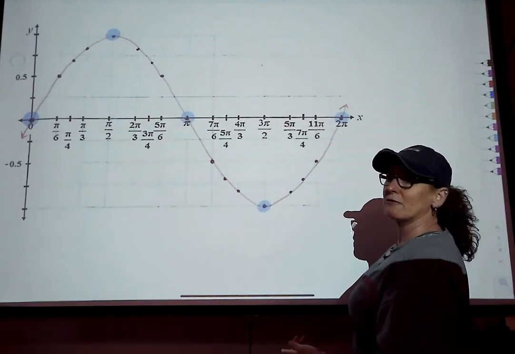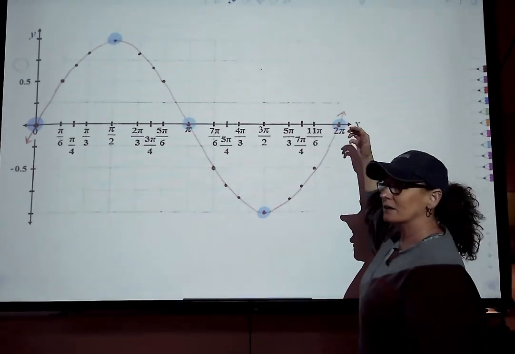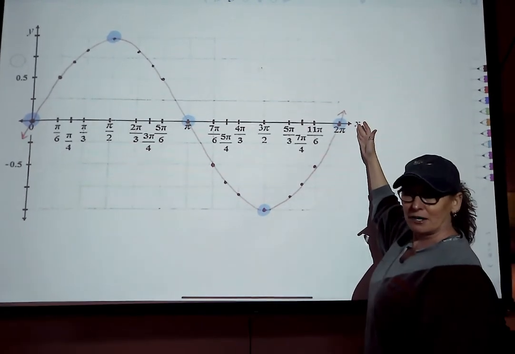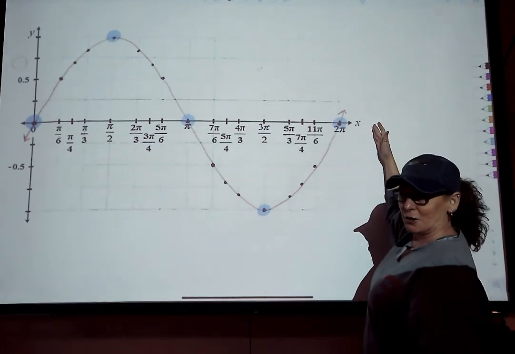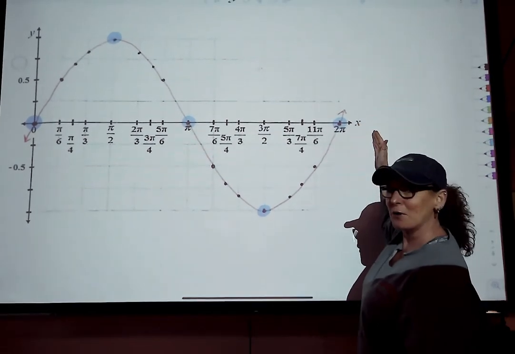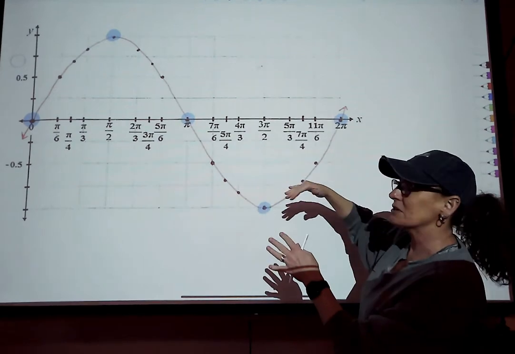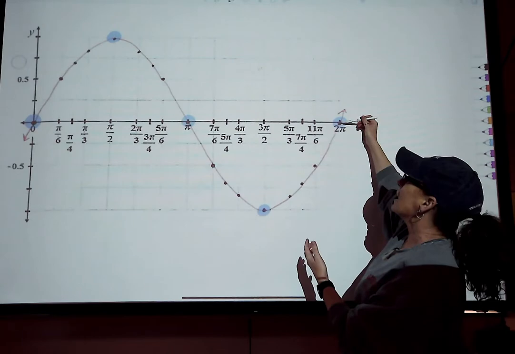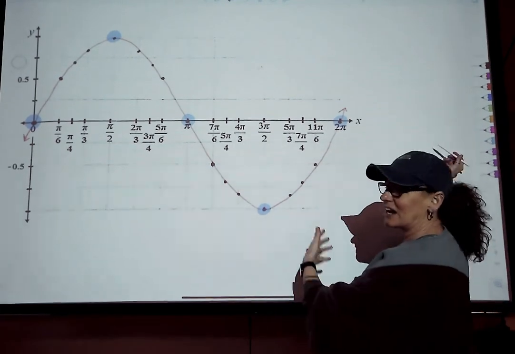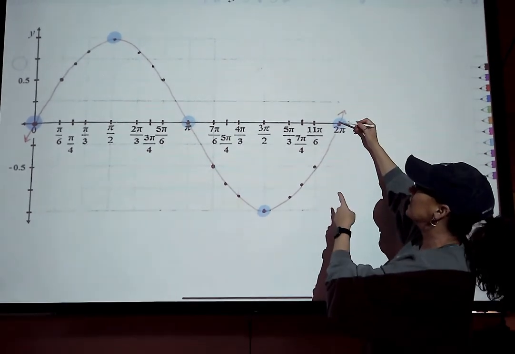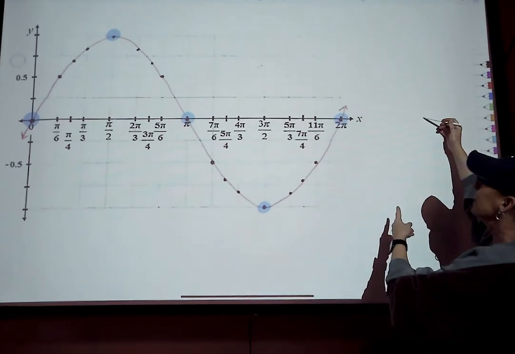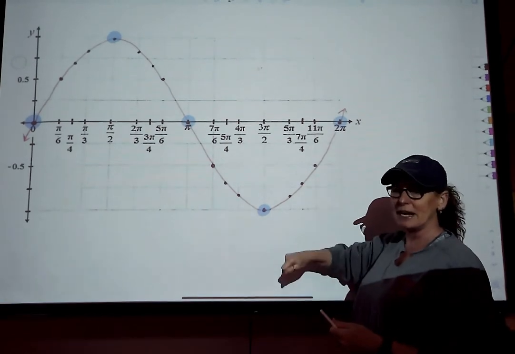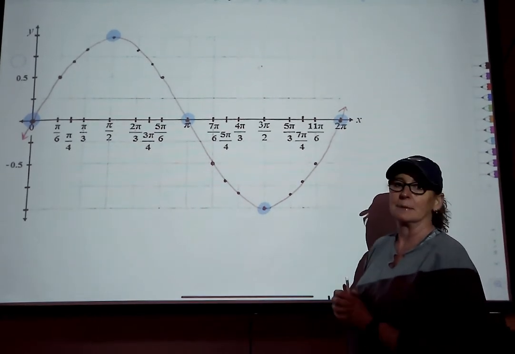If we kept this graph going, we would have 13 pi over 6, and bigger angles like that. It would keep going, and the shape of this graph would just repeat itself. This would now be the beginning of the next sine cycle. And it would go here, and it would peak, and it would valley, and it would come back and hit the x-axis again. So this shape just keeps repeating over and over again.